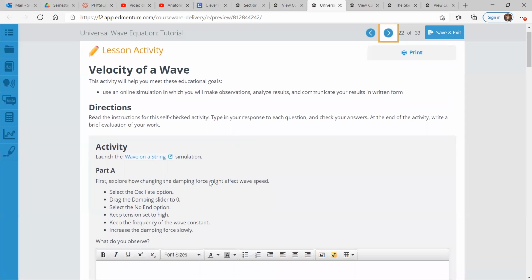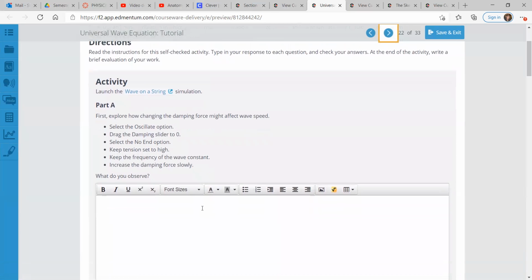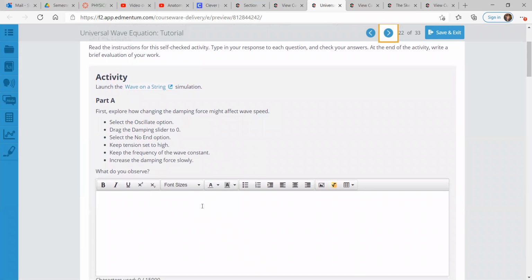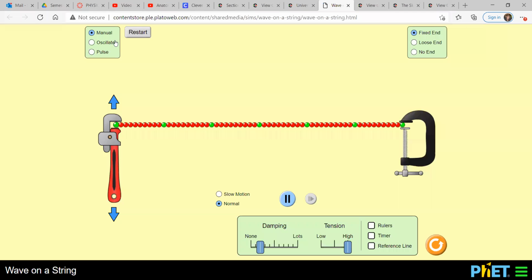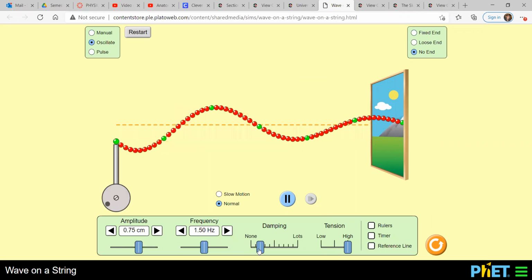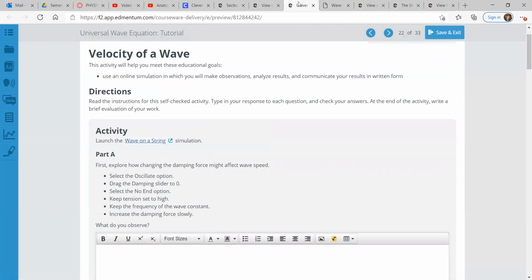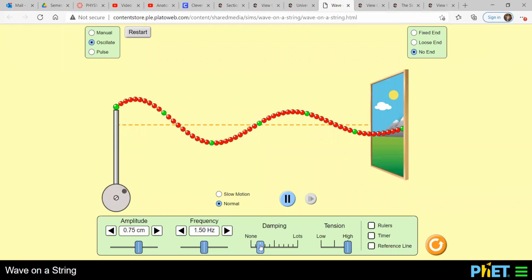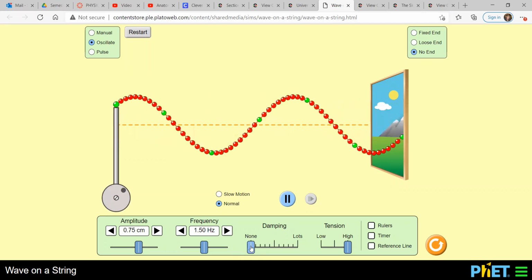So they send you back to that simulation, keeping the frequency constant, and then increasing the damping force slowly. Okay, let's do that real quick. Oscillate, no end. Let's hide these meeting controls. Okay, so we're going to go to damping none, and then we're going to slowly increase it.